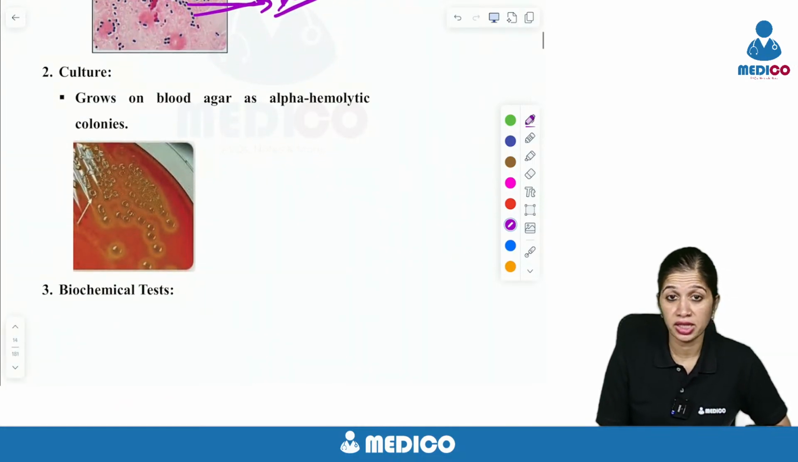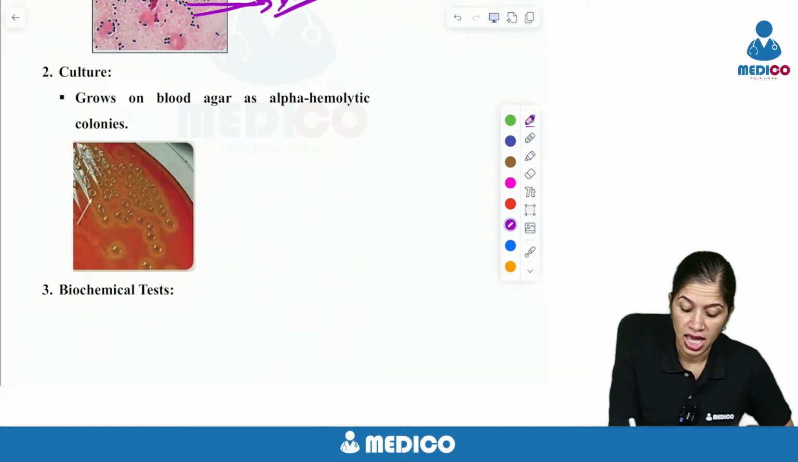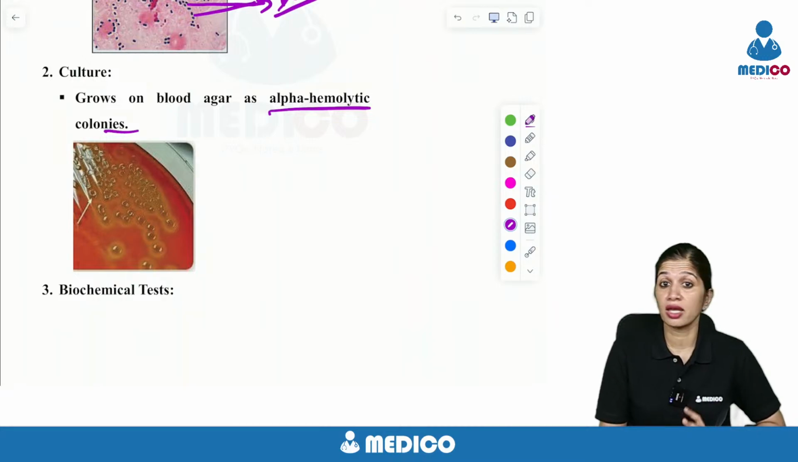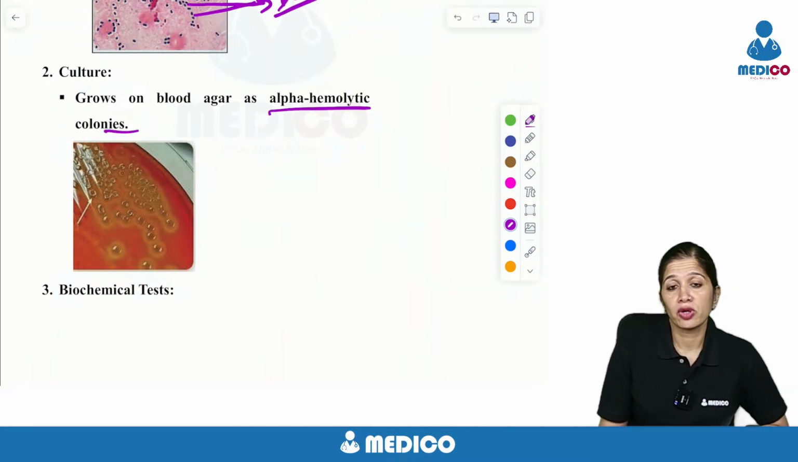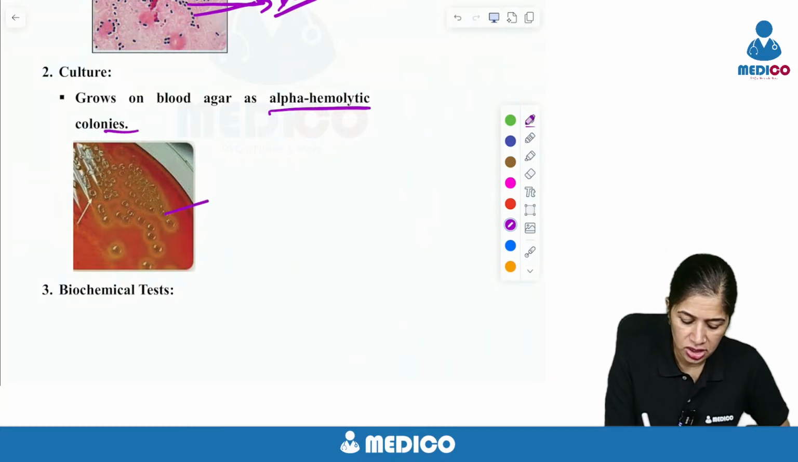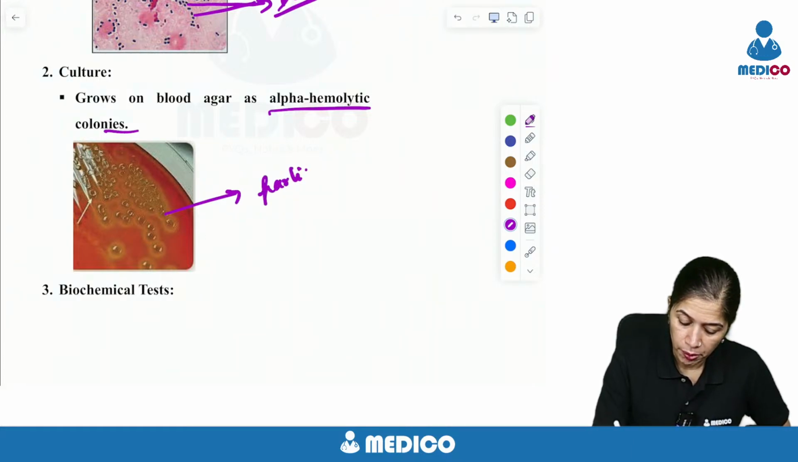Then culture: yes, on blood agar you can find alpha hemolytic colonies. If you remember, there is alpha, beta and gamma hemolysis, and Streptococcus pneumoniae is alpha hemolytic. So you can see the greenish discoloration. Okay, this greenish kind of discoloration that you see is because of the partial hemolysis.